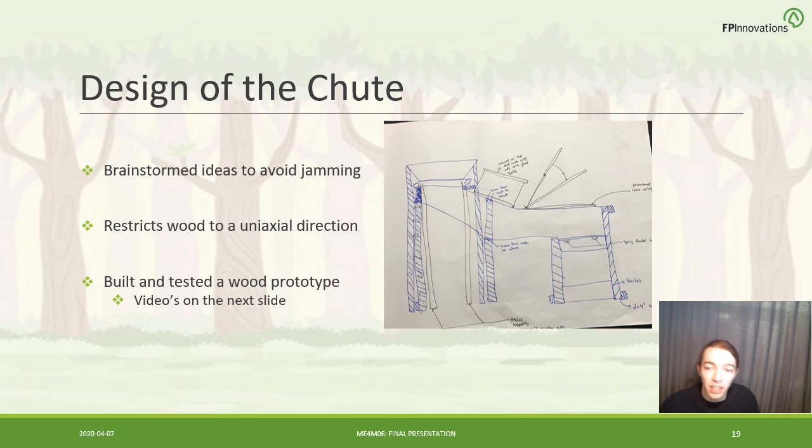So we tried to brainstorm a lot of ideas to prevent this jamming. We ended up deciding on a chute because it would restrict the wood to a uniaxial direction. Like we said before, the two conveyors will drop the piece of wood down, but that only restricts it to a planar direction. We wouldn't want it to drop straight vertical, because then that would jam up other potential chutes that we have. So the way that we designed this chute is that when the wood piece drops, it's going to orient itself into a uniaxial direction and slide down the chute.